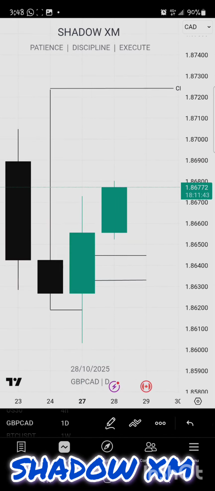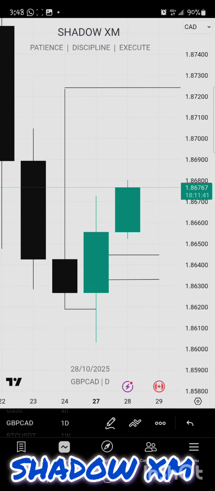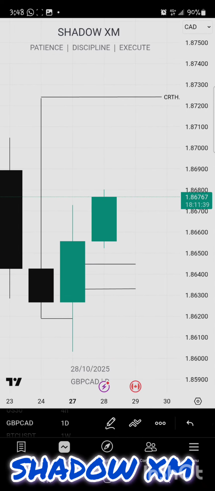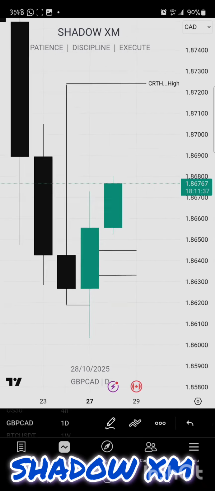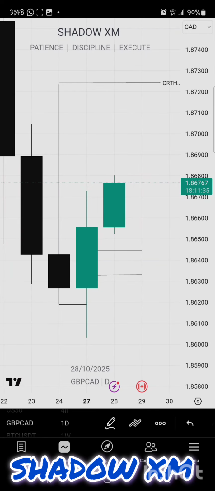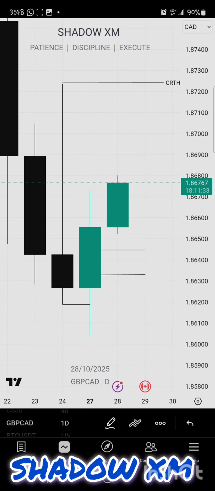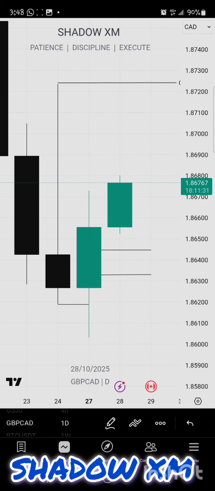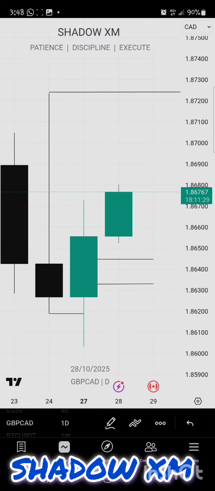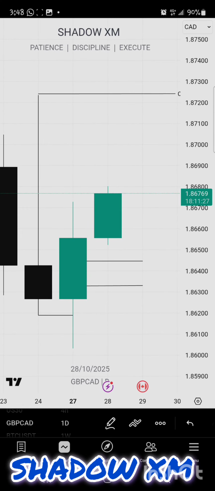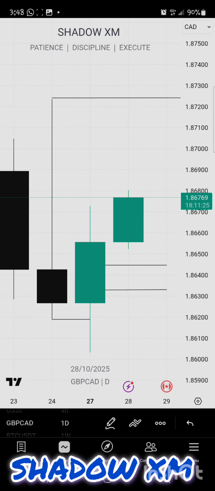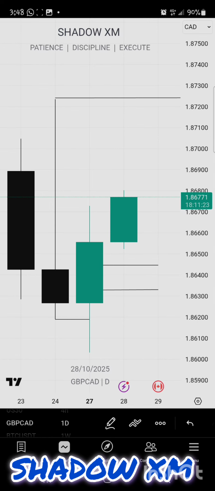So that's just, I don't know if you guys also use CRT though, but if you understand it a little bit, it will help you for your directional bias. You understand? So this is what I'm seeing on GBP CAD for now. So I'll let you guys know how the market played out.